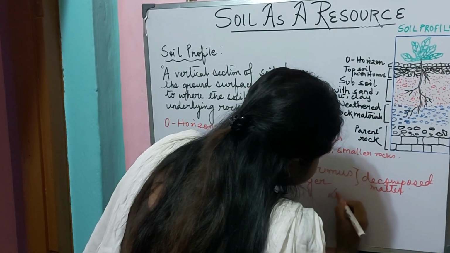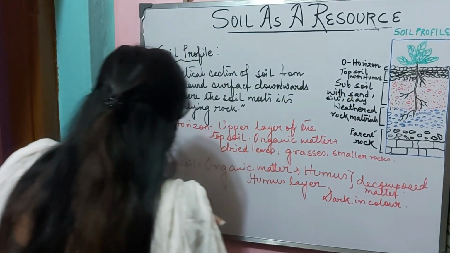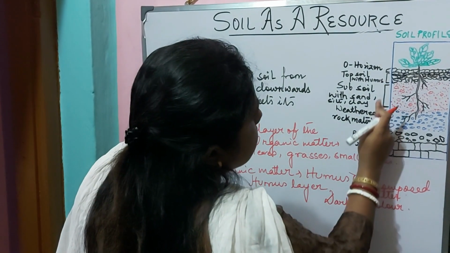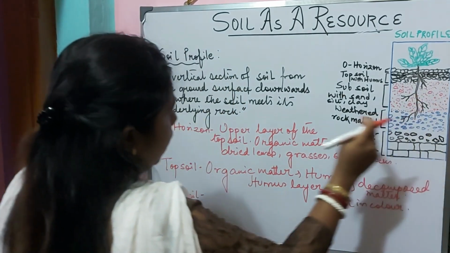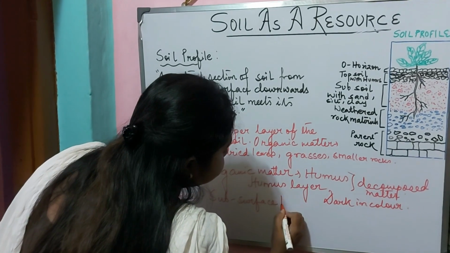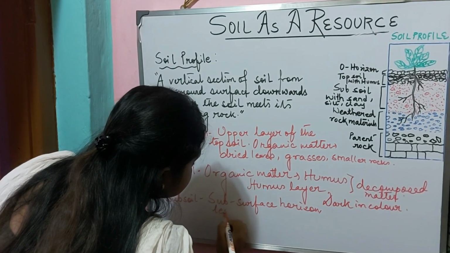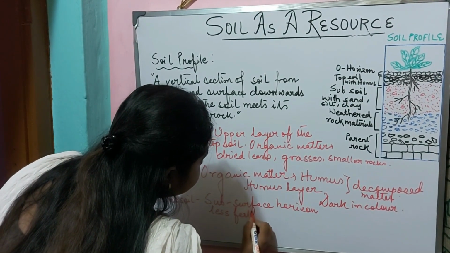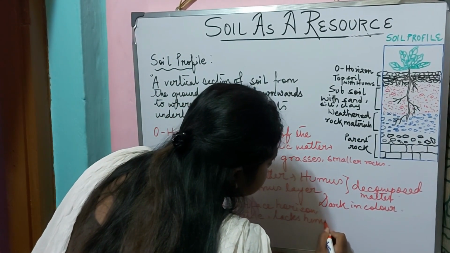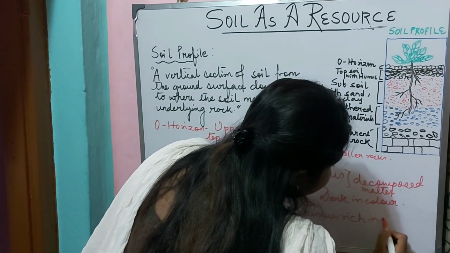It is dark in color. Next one is my subsoil. This is a layer or the horizon of the subsoil, which is also called a subsurface horizon. It is less fertile as it lacks humus, but it is rich in minerals.